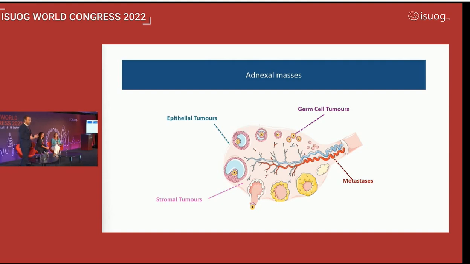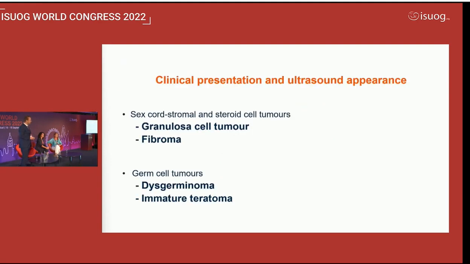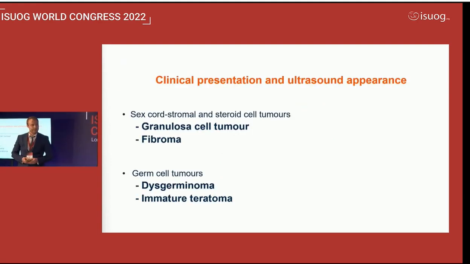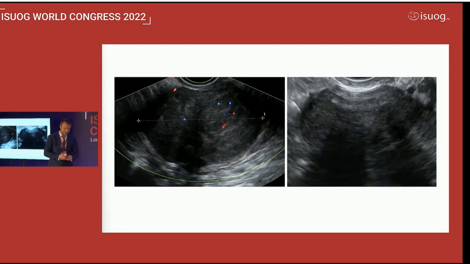You know that besides that, there can be epithelial tumors of the ovary and also sometimes metastasis from another primary origin. So these are the lesions that we will focus on today. From the stromal tumors, we will talk about the granulosa cell tumor and the fibroma. And from the germ cell tumors, we will talk about dysgerminomas and immature teratomas. And now we'll hand the word to Chiara to introduce some cases.